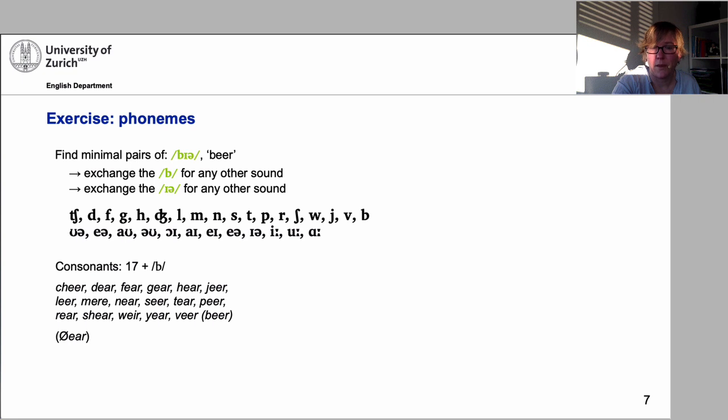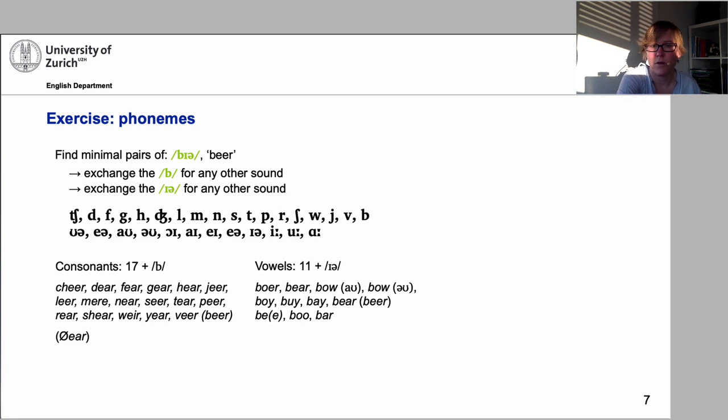For the vowels, you probably came up with something of this set: 11 vowels plus the ear vowel, boor, bear, bow, bow, bow, boy, by, bay, bear, and beer. That's for the diphthongs, and for the monophthongs, you may have identified three long vowels: bee, boo, and bar. You shouldn't have identified, at least I couldn't find any, any of the short vowels, and it has to do with the syllable structure of English, because short vowels do not occur felicitously in open syllables. And we are dealing here with an open syllable, right? It has a consonant and a vowel, so open syllable.